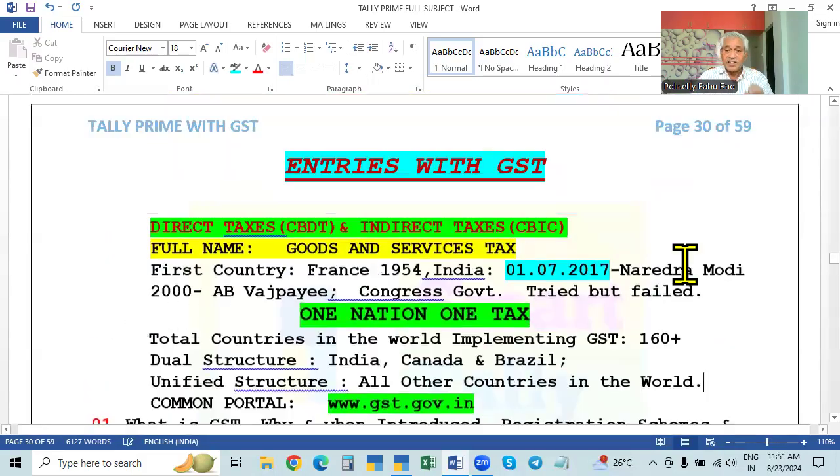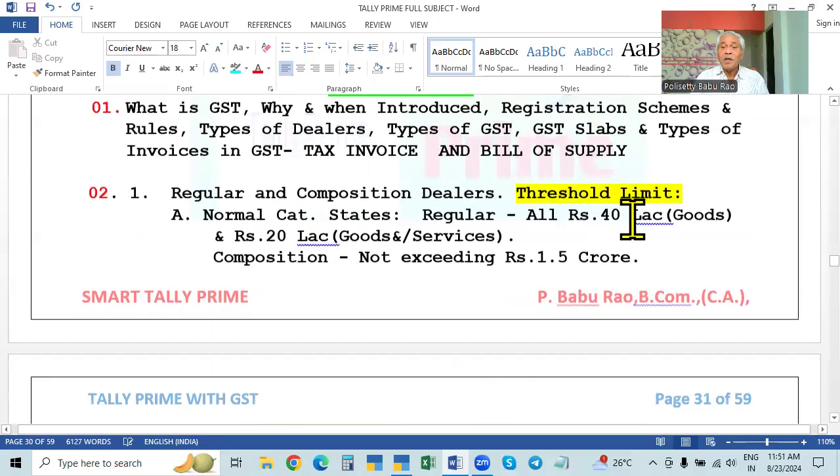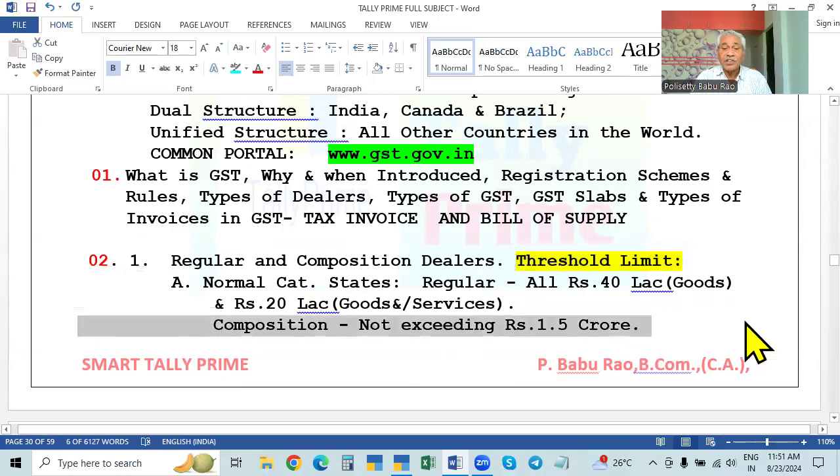And for the registration, what are the rules for registration? Every person doing business in India, if there is some turnover, means a sales turnover limit is prescribed. That limit is called the threshold limit. So if the turnover crosses the threshold limit, they have to get registration under the GST Act.